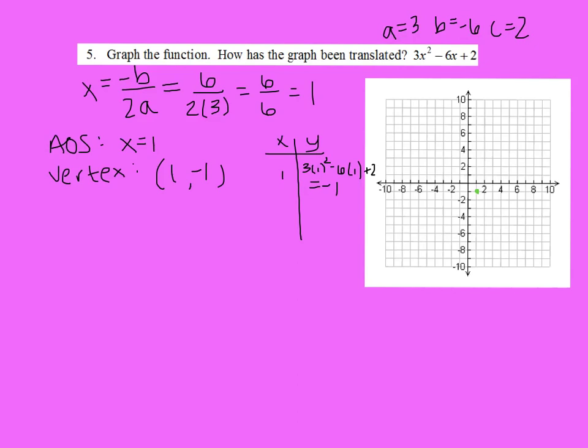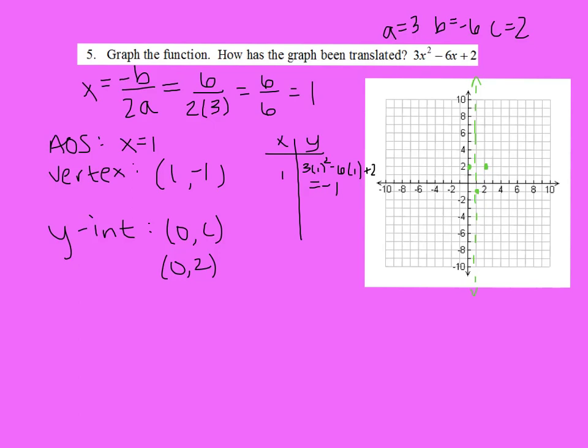Now, because this is standard form, there's also another point that we get kind of like as a freebie. Because my y-intercept is 0, comma c. And we know that our c is 2. So my y-intercept is 0, comma 2. So we also get to plot that point and reflect it. So I've got 3 points.